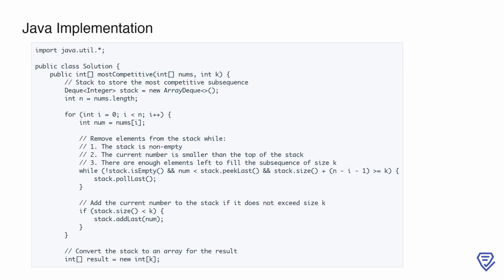For each number, we check if the stack can be optimized by removing elements. Specifically, we remove elements from the stack if the current number is smaller than the element at the top of the stack, and if there are still enough remaining elements in the array to ensure that we can form a subsequence of size k. This ensures that the stack always holds the smallest possible values while maintaining the required constraints. After the removal process, if the stack size is still less than k, we add the current number to the stack. This ensures that we are building the subsequence incrementally while respecting the size limit.